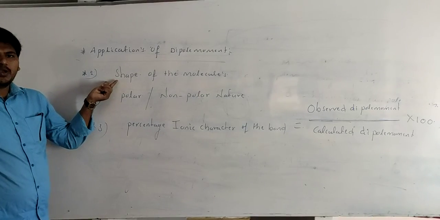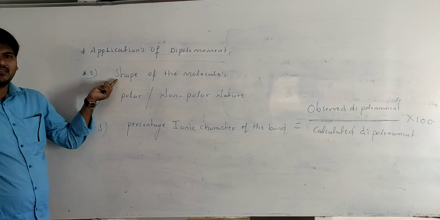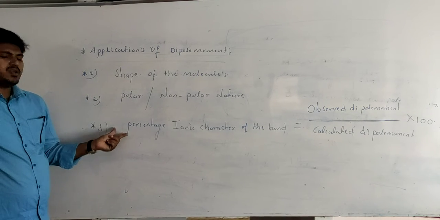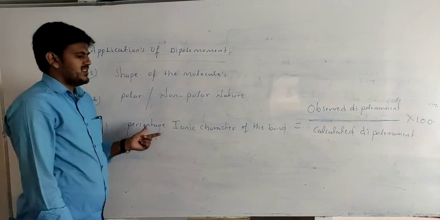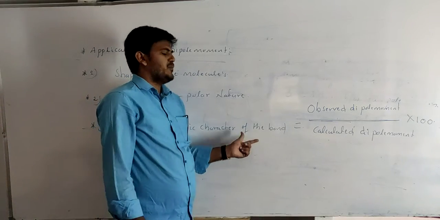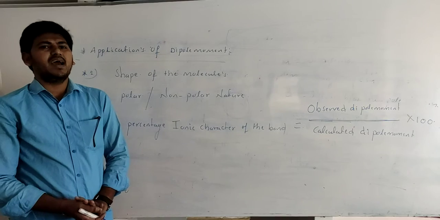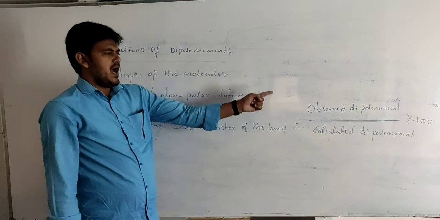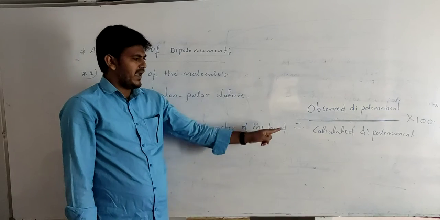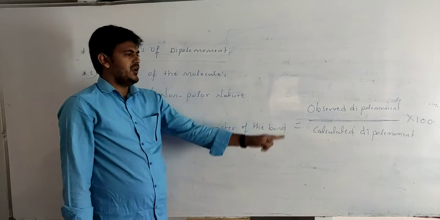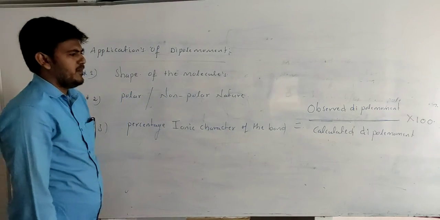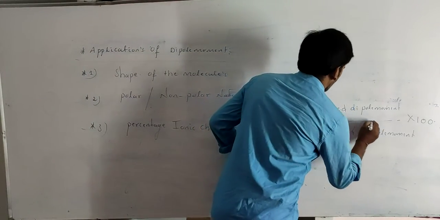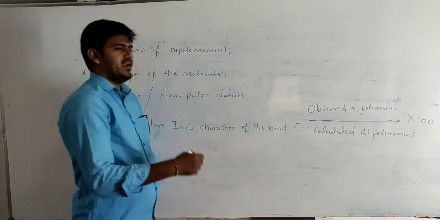To predict the shape of the molecules, symmetrical or unsymmetrical. To predict the polar and non-polar nature of the molecules. Third one, to determine the percentage ionic character of the bond. Percentage ionic character of the bond is equal to observed dipole moment by calculated dipole moment into 100.